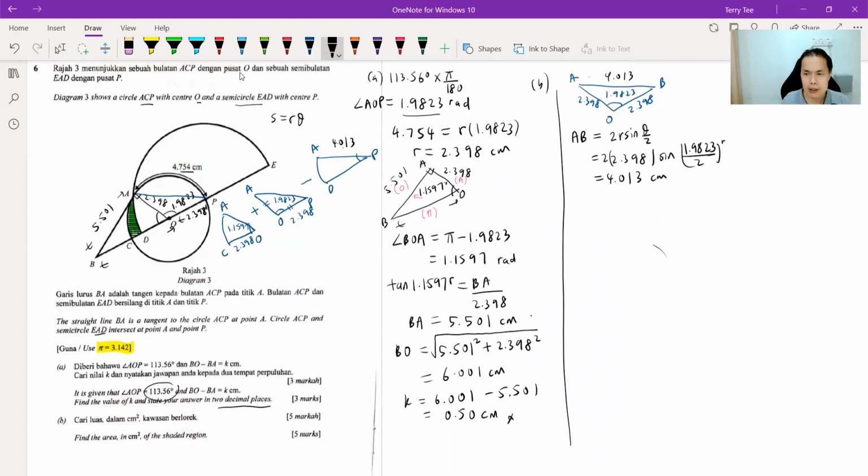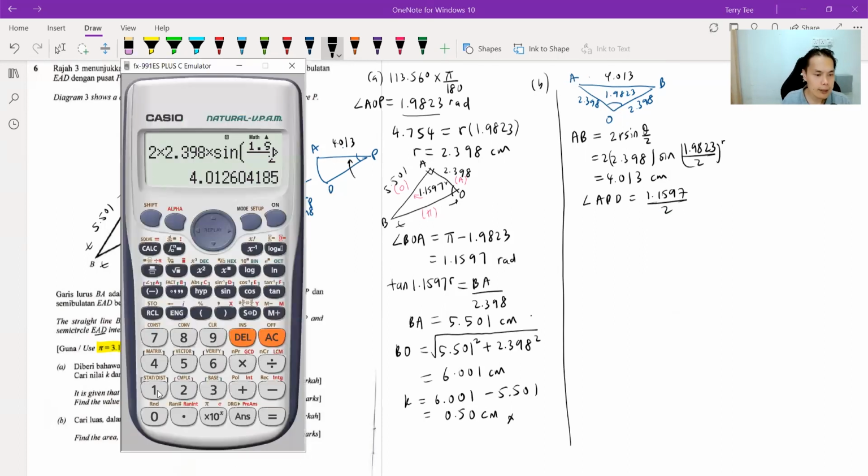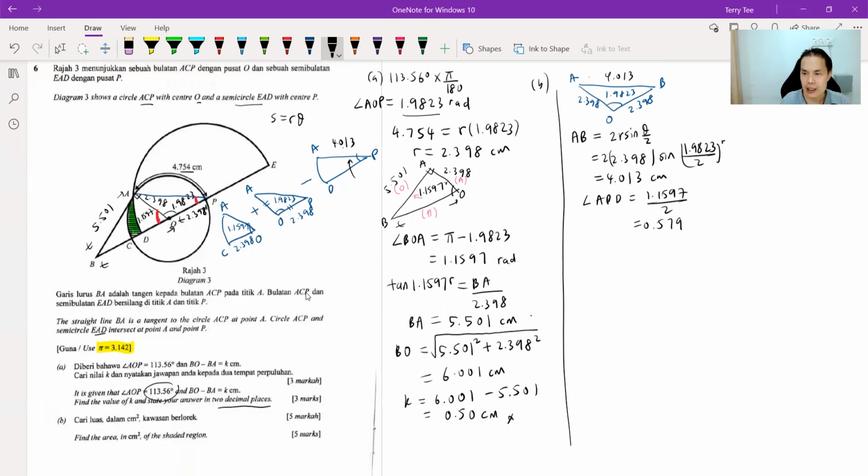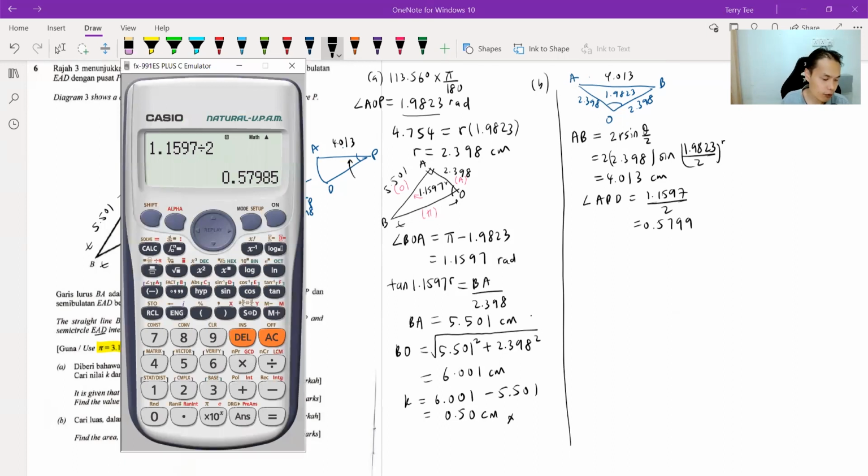Another thing I hope you remember: in Form 3, you learned that the angle subtended at the center is always double the angle subtended at the circumference. The angle subtended at the center here is 1.1597. Can you see this angle here? The angle subtended at the circumference is over here, which is ABD. So now we can find this angle by taking half of 1.1597. Angle ABD is 1.1597 divided by 2, which gives 0.5799. You can use more decimal points, but I think four decimal points is good enough.